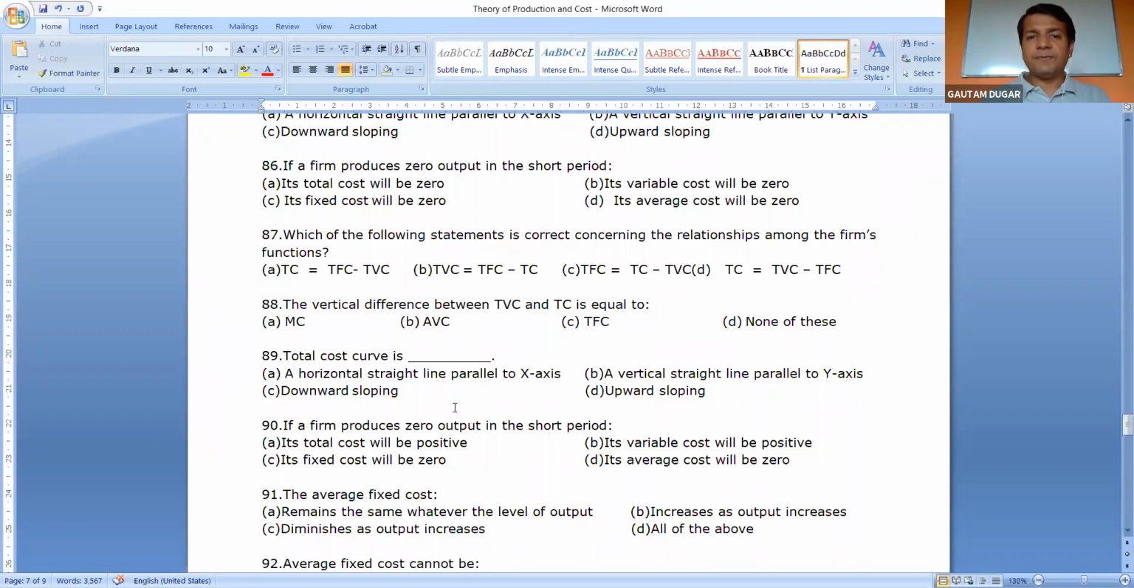88. The vertical difference between TVC and TC is equal to... Let me first move on to the study material provided by the institute. I'll show you one thing.